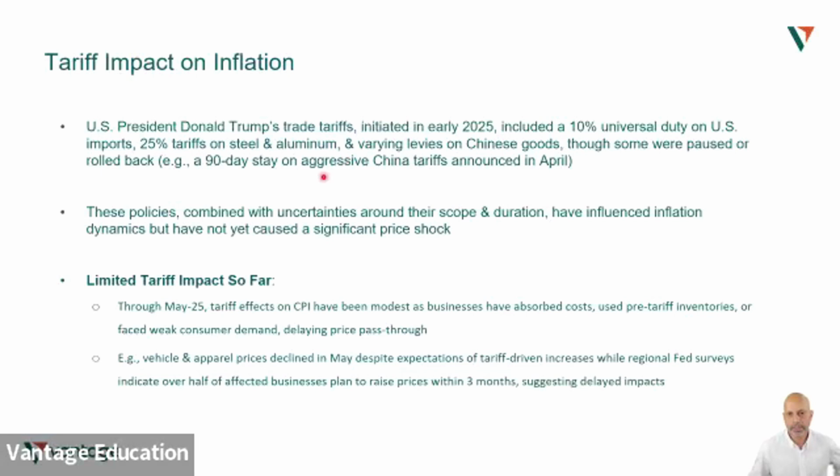Now, let's see what has happened. Let's do a quick review of the tariff situation. US President Donald Trump's trade tariffs were initiated in early 2025. Remember, as early as February and March, President Trump had already issued 25% tariffs on steel and aluminium, followed by further announcements on Liberation Day, on the 2nd of April, where we saw a 10% universal duty on US imports, the continued 25% tariffs on steel and aluminium imports, and of course, varying levies on Chinese goods, though many were paused or rolled back due to the 90-day pause as well.